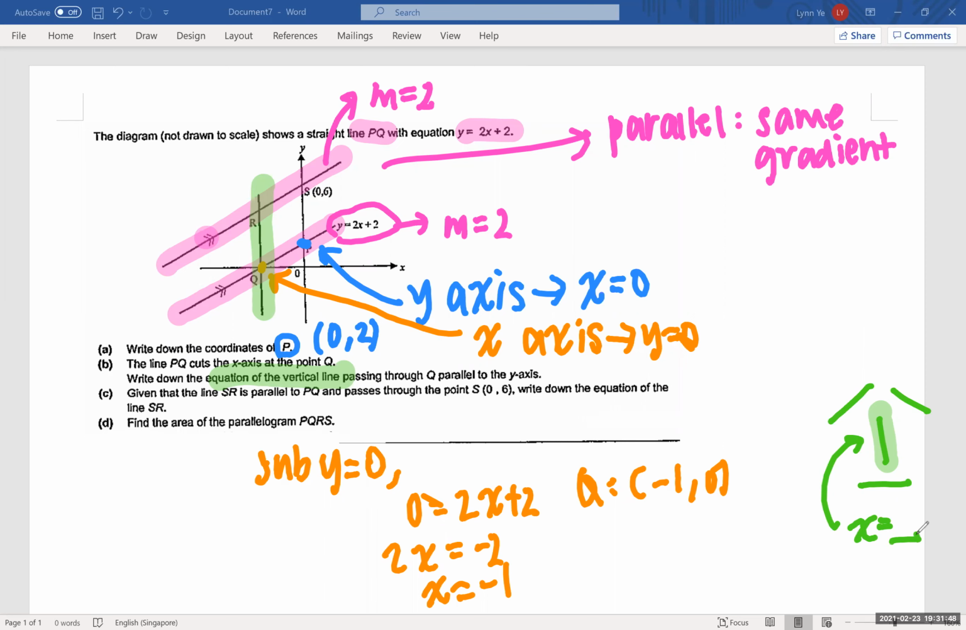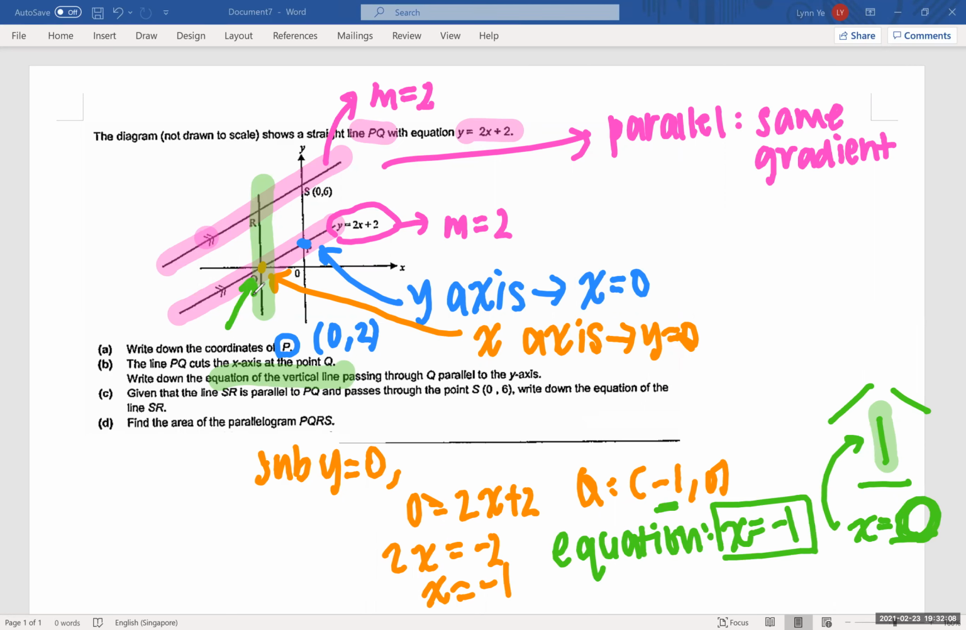And we know that q is equal to minus 1, right? So therefore, I can say that the equation of the vertical line will be x equal to minus 1. Because the format is always x equal to something. But how do we know what is this something? It's where it cuts here, this value. And I know that this value has a value of x equal to minus 1. And that's it for B. Next, let's move on to C.